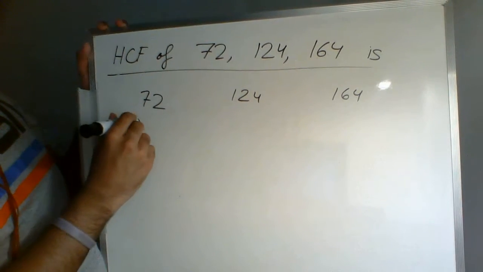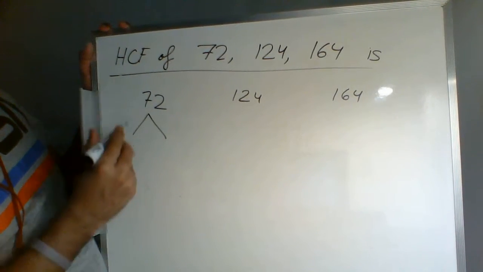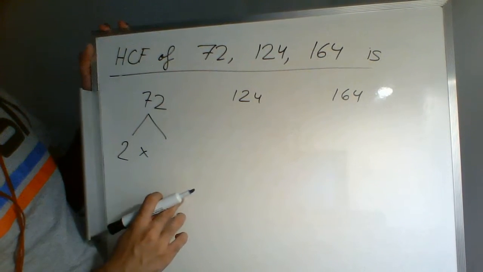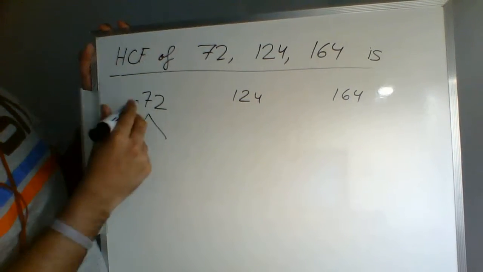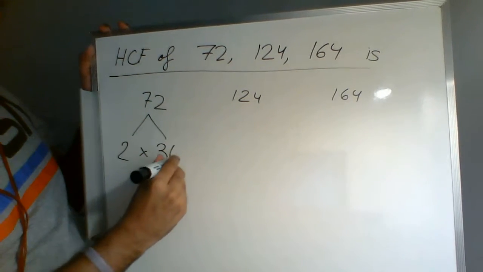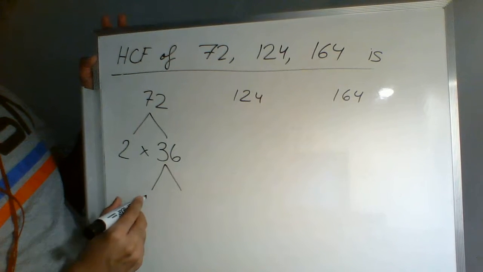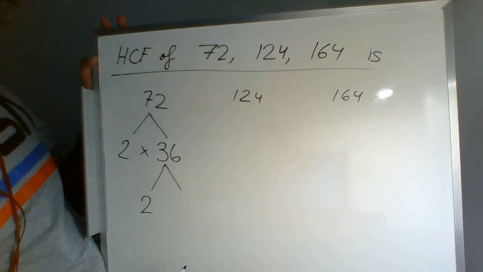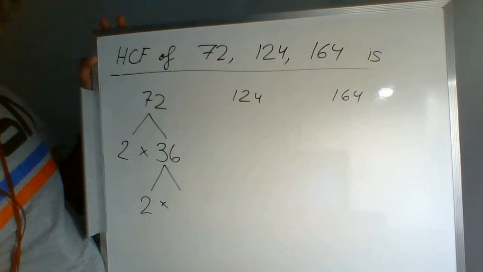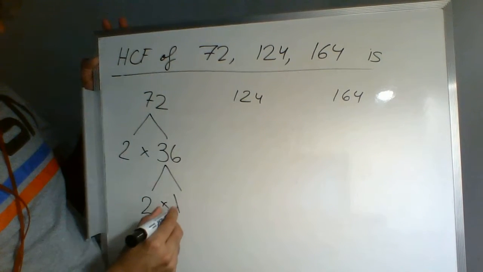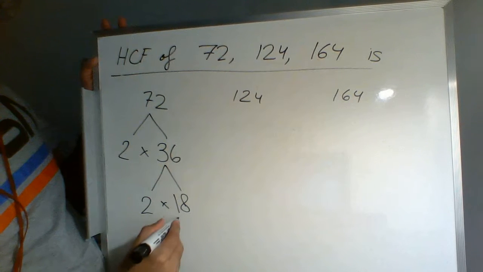So we'll start with this 72. We're going to break it up. It's an even number, so we can put 2 times, and I'm going to just save you the trouble for now. 2 times what gives us 72? It's going to be 2 times 36. 36 is not prime, so we break that up. Still an even number, so we can put a 2 there. 2 times what is going to give us 36? It's going to be 2 times 18, which gives us 36.